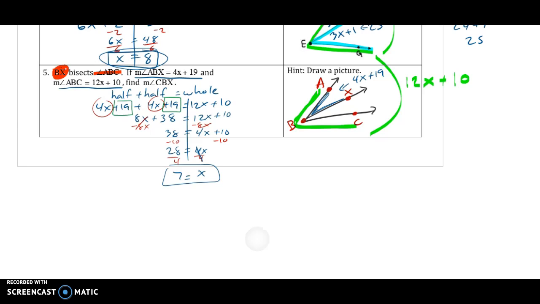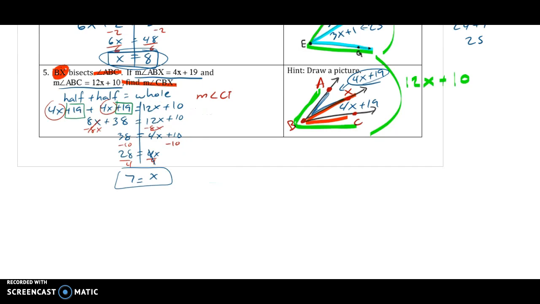But now it says to find CBX. The only issue is we don't know CBX. But we do know that this is the same as down here. So the measure of angle CBX equals 4x plus 19, 4 times 7 plus 19, 28 plus 19, 47 degrees.